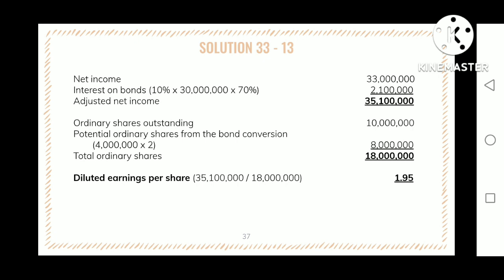So, since meron na tayong adjusted net income tsaka total ordinary shares, i-divide lang po natin sila. So, makukuha natin yung diluted earnings per share na 1.95.